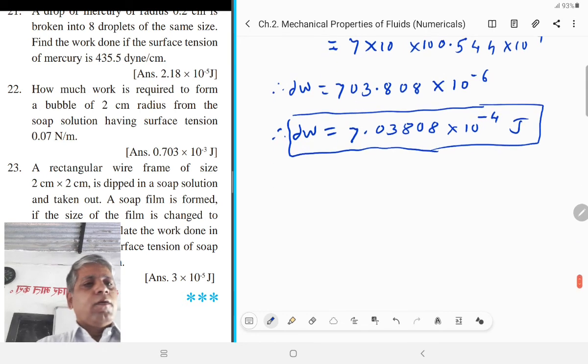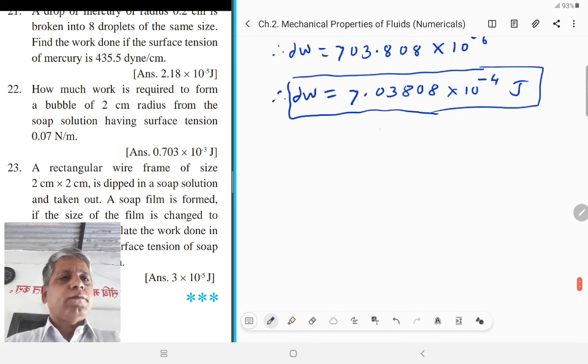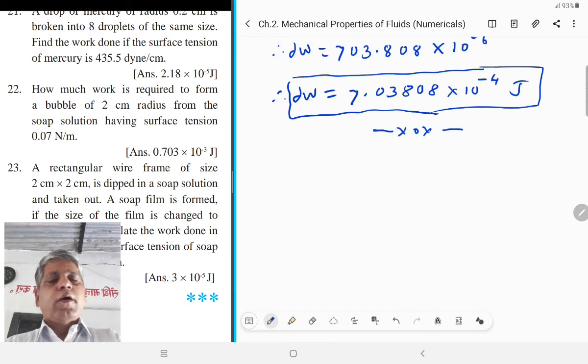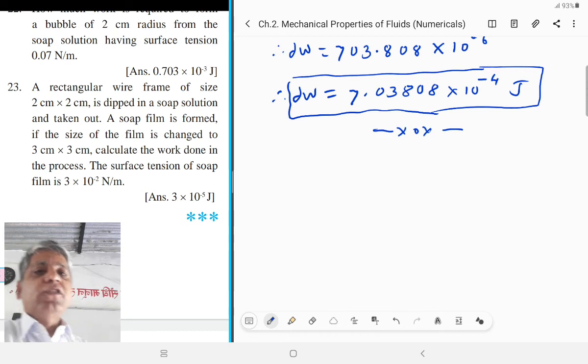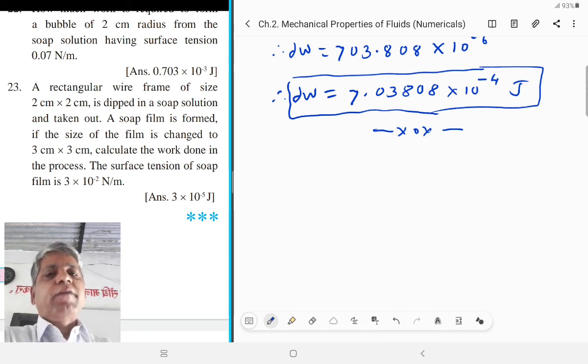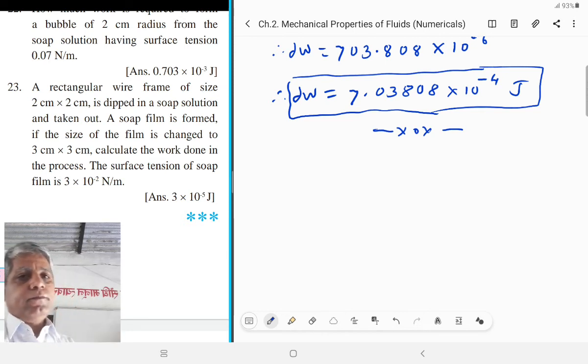Now, the last numerical in this chapter, that is question number 23. A rectangular wire frame of size 2 cm by 2 cm is dipped in soap solution and taken out. A soap film is formed. If the size of the film is changed to 3 cm by 3 cm, calculate the work done in the process. The surface tension of soap film is 3 into 10 raised to minus 2 Newton per meter.